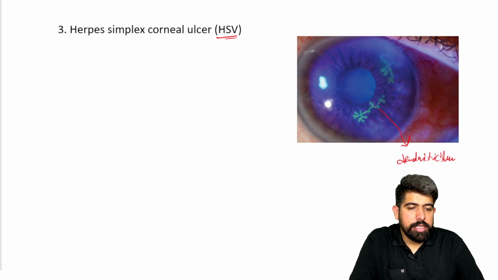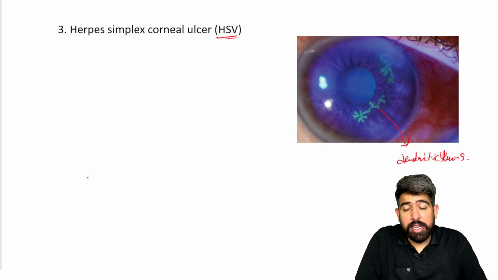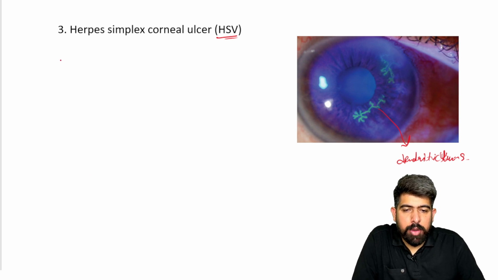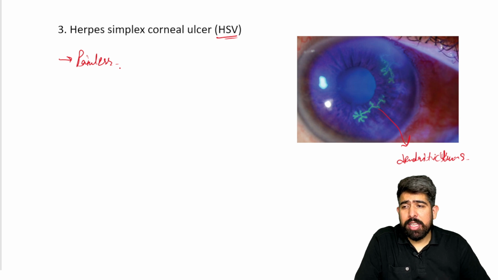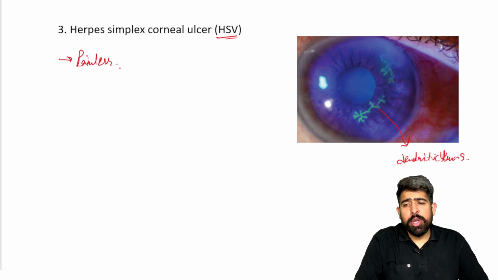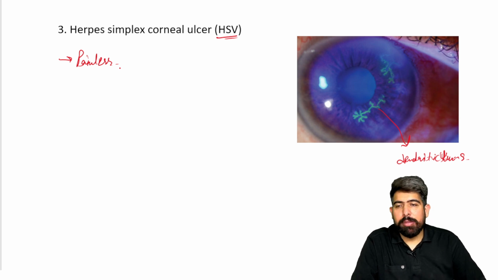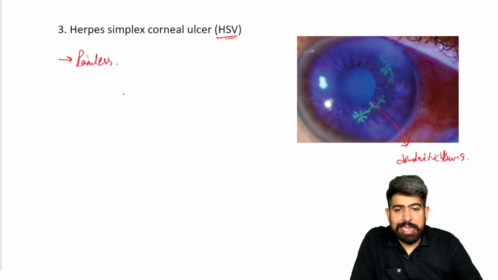What is this? This is your dendritic ulcers, which will be clearly seen in HSV. It is painless. Why painless? Because the virus involves the layers of the epithelium, particularly, so it will also involve your nerves. So this will be the painless type of keratitis.